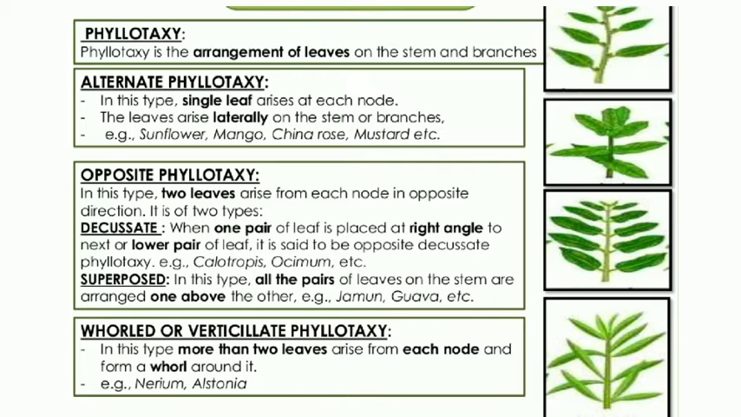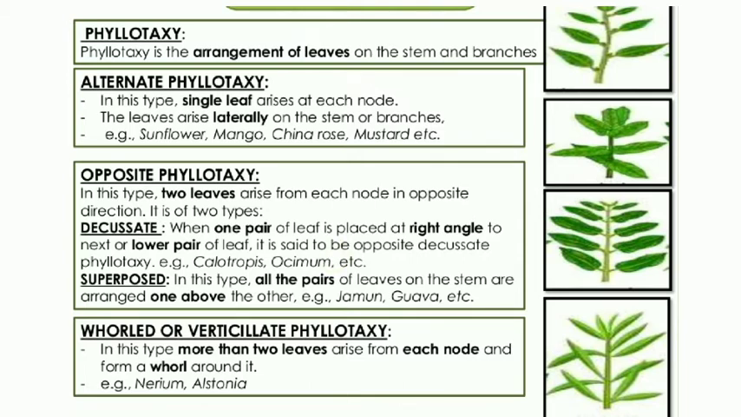In case of opposite decussate, when one pair of leaves is placed at a right angle, 90 degrees, to the next lower pair, it is said to be opposite decussate. You can see in the second diagram one pair and the next pair which are perpendicular to each other, they are right angles to each other, which is observed in Calotropis, Ocimum sanctum, that is Tulsi, etc.